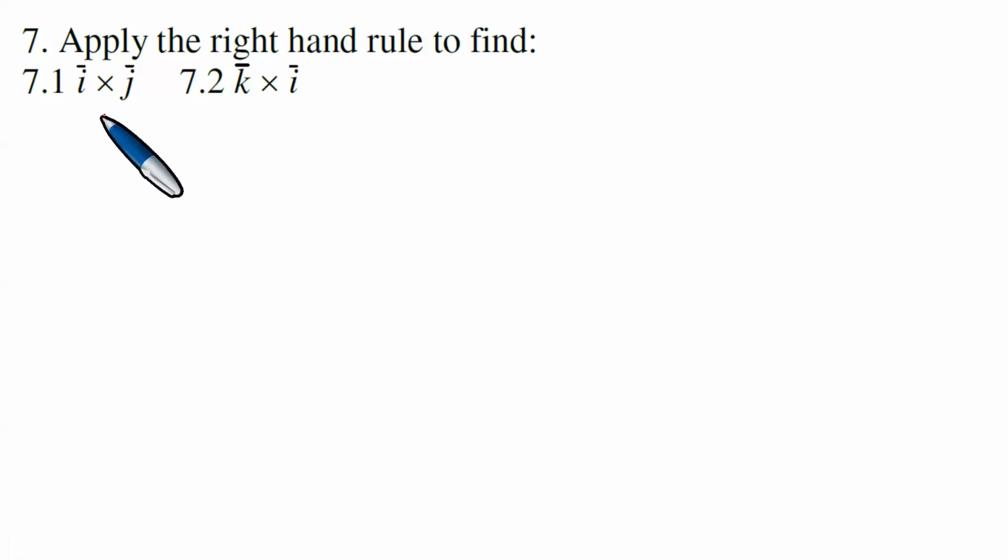Right, first we look at question 7. Apply the right-hand rule to find the following vector cross products. So, what would vector I cross vector J be, for instance? We shall obviously now stick to the right-hand rule.